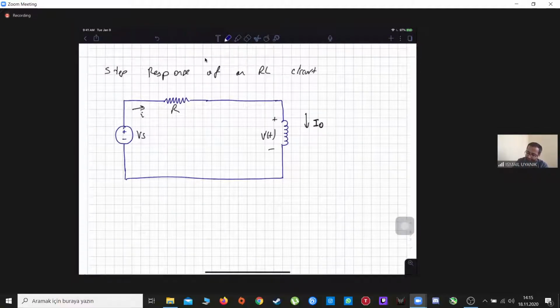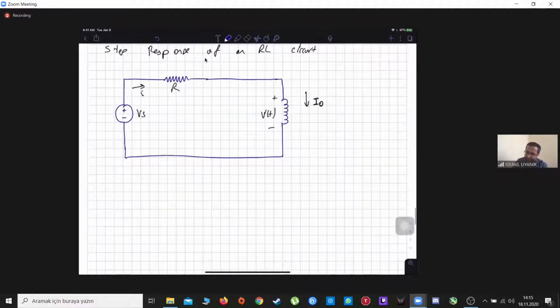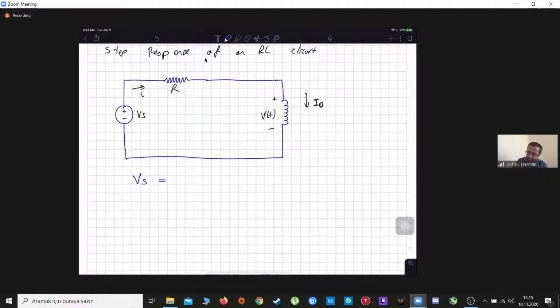So I can say, for example, Vs is equal to the voltage drop on this resistor, which is I times R, plus the voltage drop on the inductor, which is L times di/dt. That is the general current-voltage relationship for the inductor. Since this is the direction of voltage drop, the inductor current is in the same direction as i(t), so I can just use I.